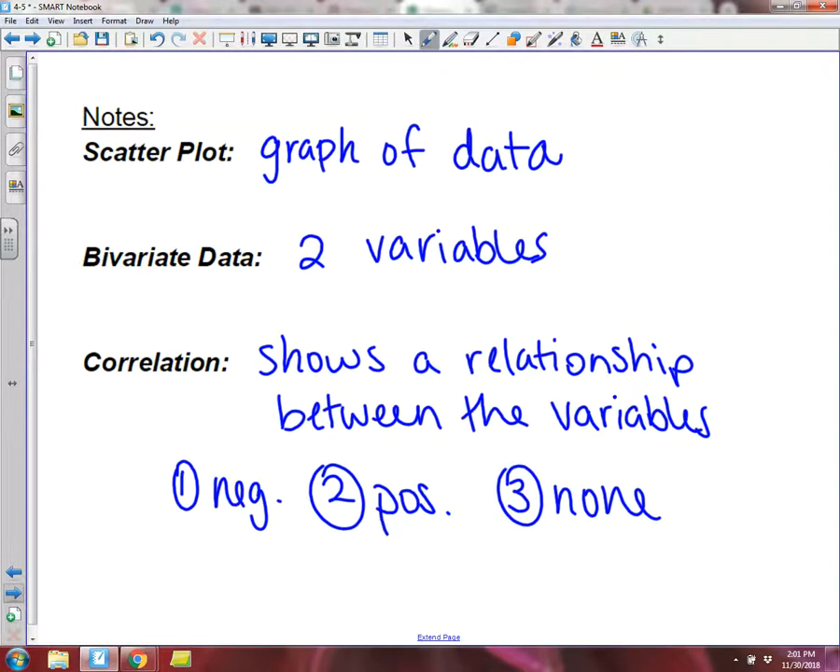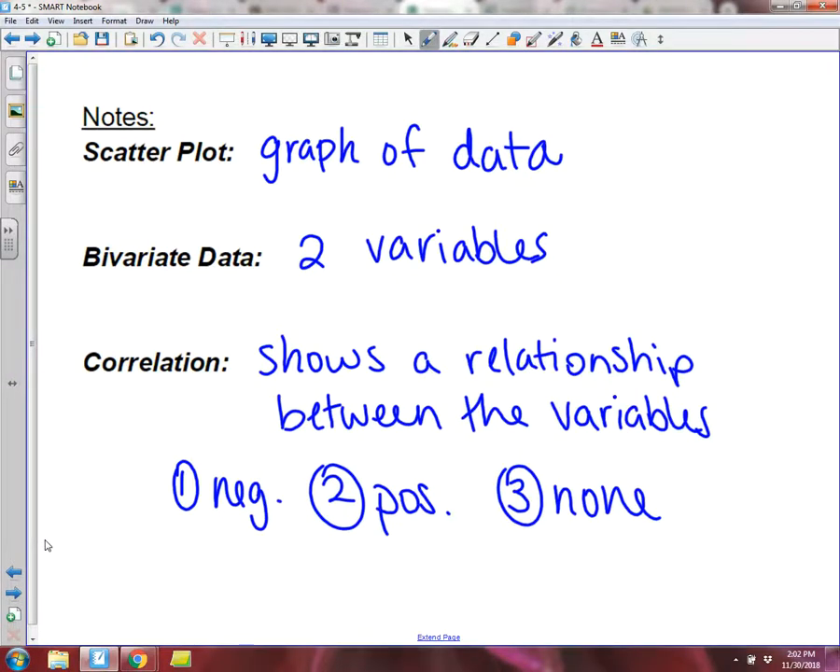Everybody doing okay? So if it's negative, which way does it go? Positive? None? Everywhere. If it's positive, which way should my line of best fit go? Up. If it's negative, which way should my line of best fit go? If it's none, what about my line of best fit? You don't get to draw a line of best fit because they're all over the place. Fair enough?